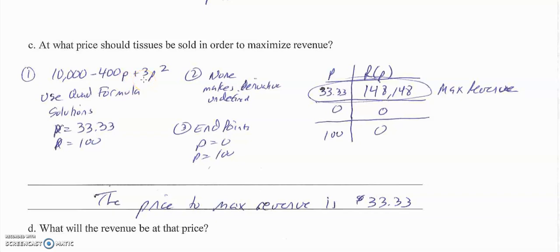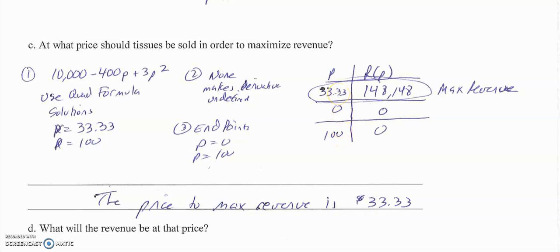Since it's quadratic, we can use the quadratic formula. A is positive 3, B is negative 400, C is 10,000, and we get two answers. P equals 33.33, P equals 100. The derivative, there's no place it's undefined for price, so there'll be no singular points, and endpoints were given at 0 and 100. So the 3 points we're going to look at are 33.33, 0, and 100.